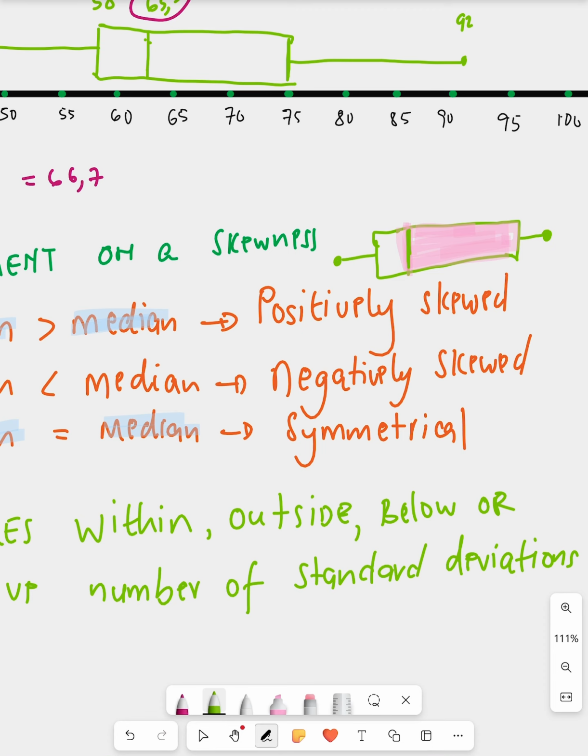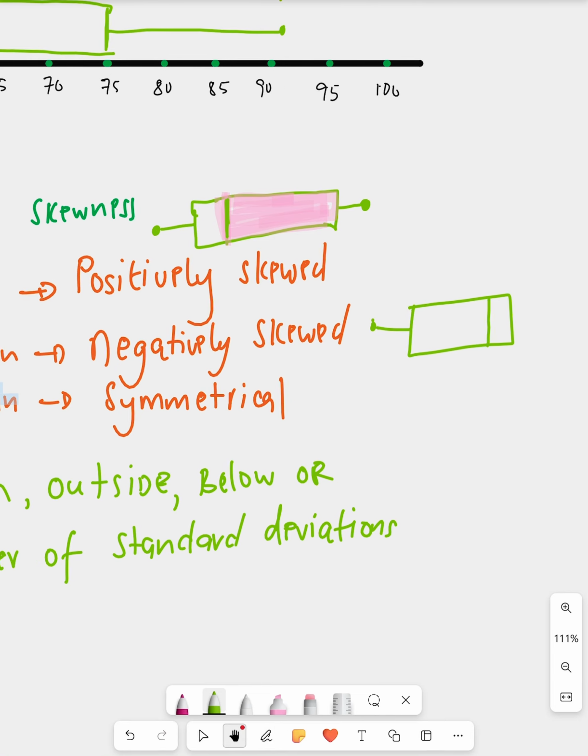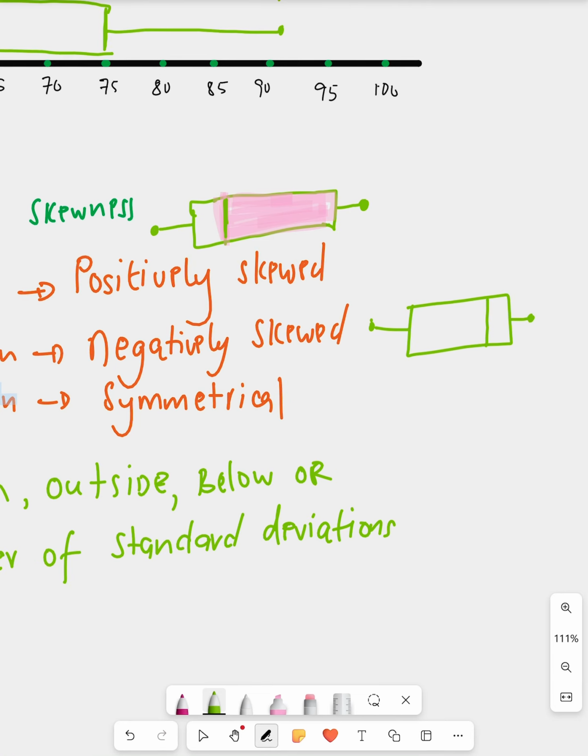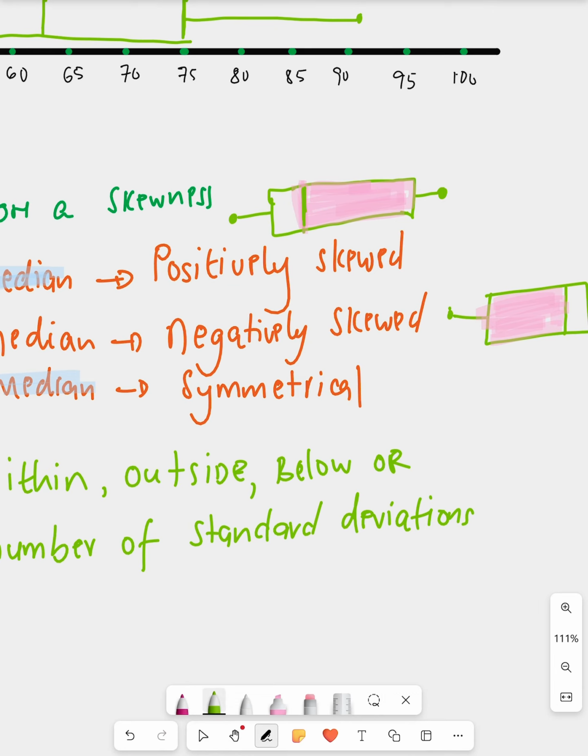Now if I were to draw a box and whisker that is negatively skewed, it will be something like this. You will have your Q2 closer to Q3 than it is to Q1. So this one is negatively skewed. And then for the symmetrical one, you will see that your Q2 is exactly in the middle. So that one is symmetrical.